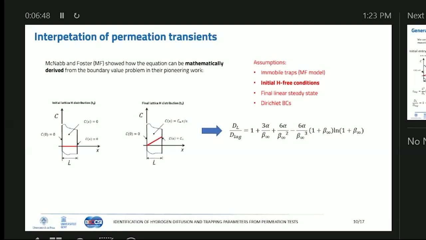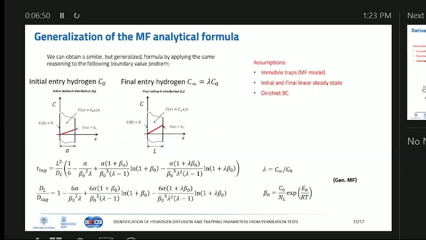So we can just do the same process that they did using a different initial hydrogen concentration. This is the problem Diaz observed in the original formula. They said you should not use this because it assumes a hydrogen-free initial concentration. Okay, we can analytically derive it. It's a little bit more complex because it has more parameters. But this is, again, analytically derived from McLaren-Foster. There is no extra assumption apart from those written there. And this can now be used from a permeation transient to obtain trapping parameters.